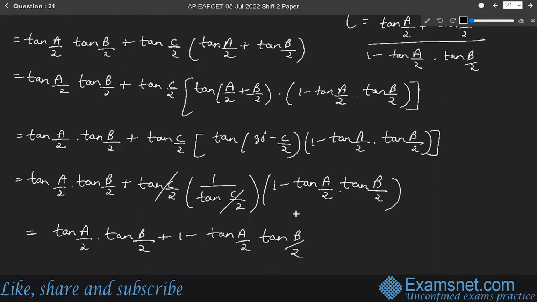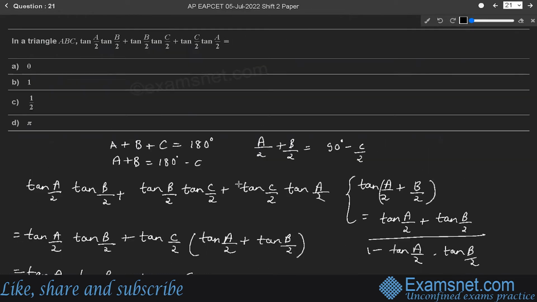You can see that here tan A by 2 into tan B by 2 is positive and here it is negative. So this term and this term will be cancelled. So the remaining term will be 1. Therefore, we can say that its value is equal to 1. Therefore, the correct option is option number B here.